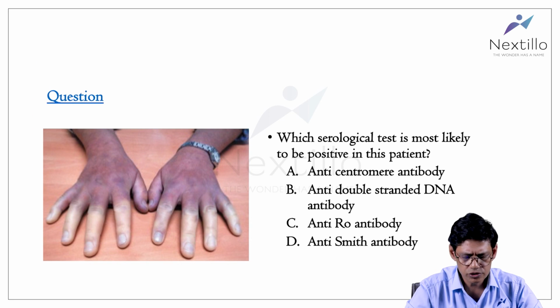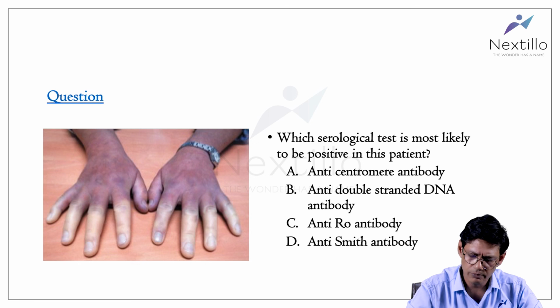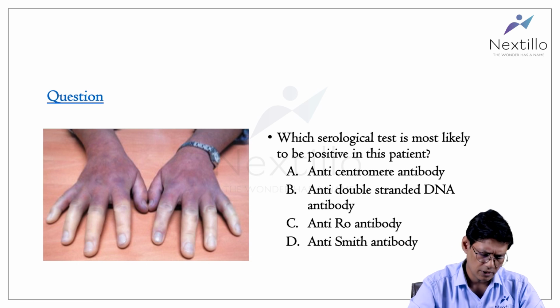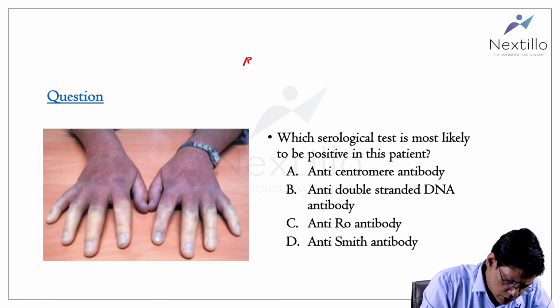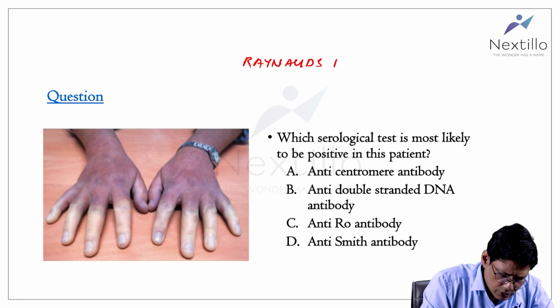Now, which serological test is most likely to be positive in this patient? Anti-centromere antibody, anti-double-stranded DNA antibody, anti-Ro antibody, or anti-Smith antibody. This picture is showing us Raynaud's phenomenon.